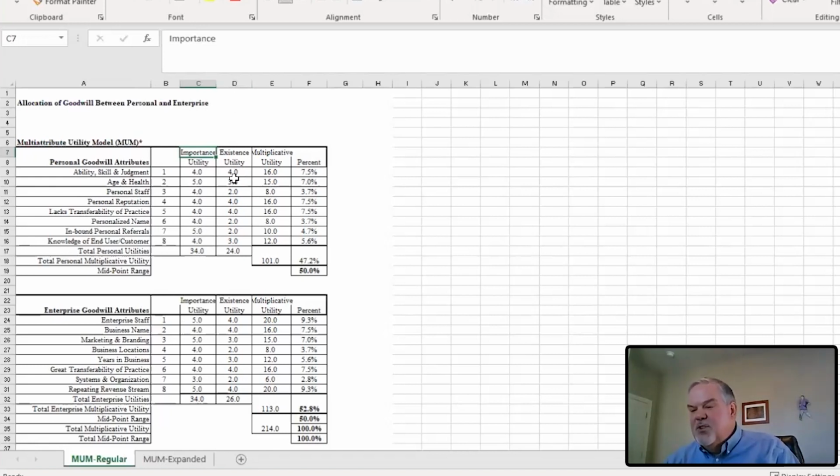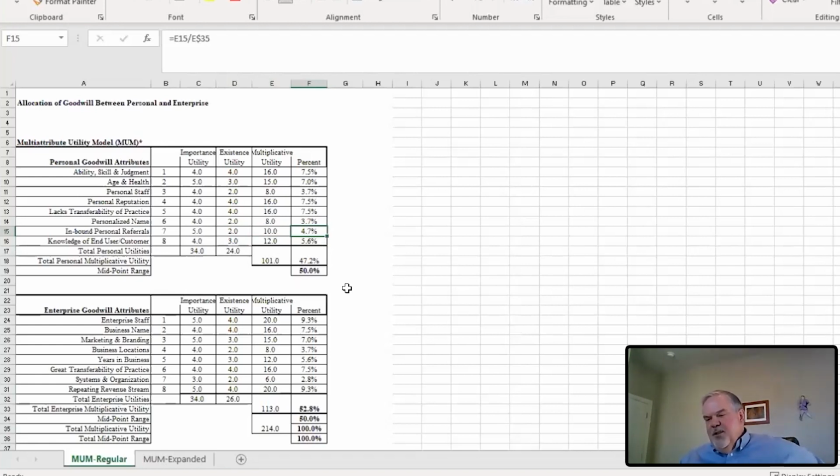Then you move over to the existence and you say, okay, this particular attribute, maybe it's a 5 out of 5, that's really important. Inbound referrals: it's important to this kind of business, but it's not in existence very much. So in this case, between 1 and 5, it's very important, but it doesn't exist very much. Okay, it's got a 2. And so you just multiply one times the other, and the multiplicative part gives it a 10. And then it's just simple math. That 10 out of a total of 214 is 4.7%.